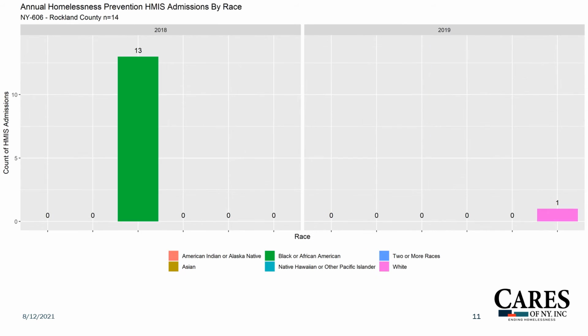In this visualization, we're looking at homeless prevention. And I'm not going to comment on it because our sample size is so small. We only have 14 client admissions between the 2 years. So I'm not going to comment on it because we do not even have 30 client admissions to look at. So it's not even statistically significant.